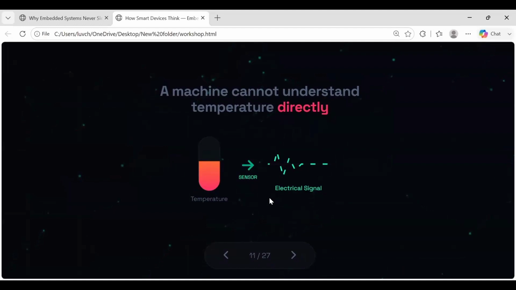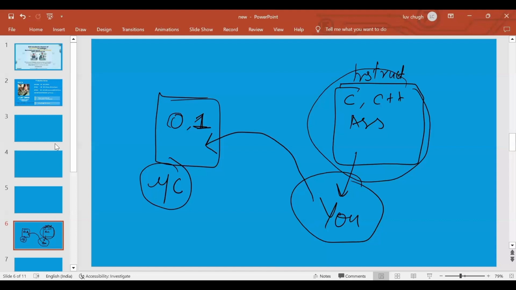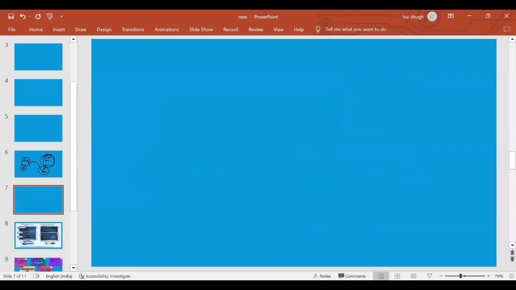That comes across. A machine cannot understand temperature directly. So how can it understand temperature? I'll explain to you. A temperature sensor gives an electrical signal. And what is the path? I'll tell you very shortly. What is the path of a temperature sensor?